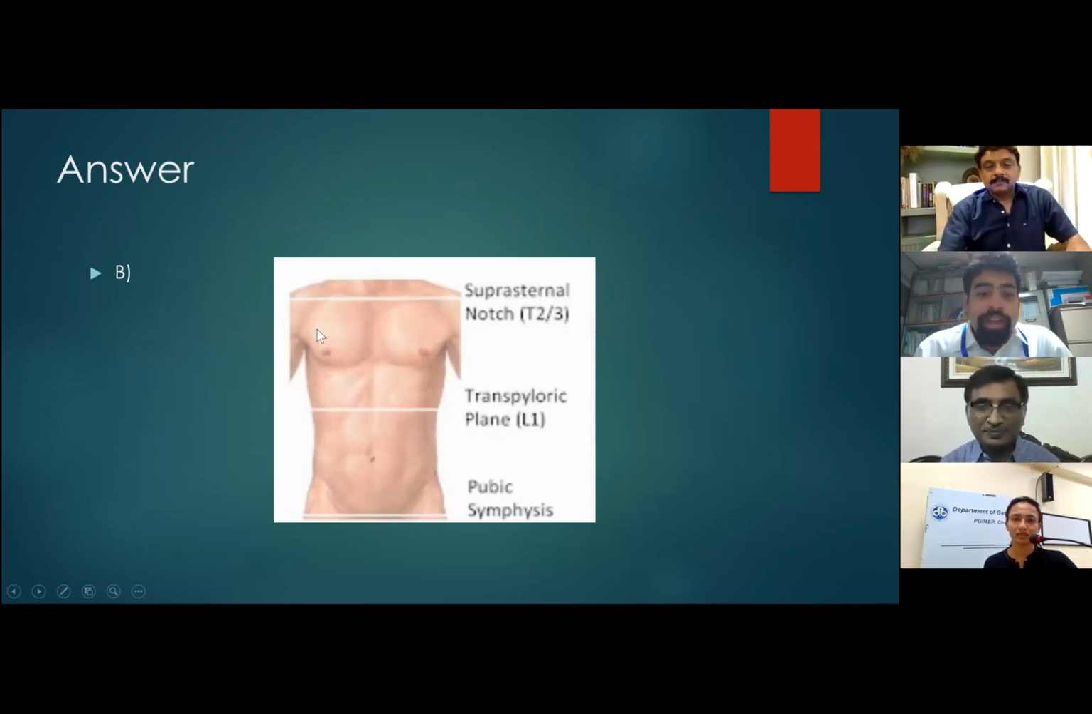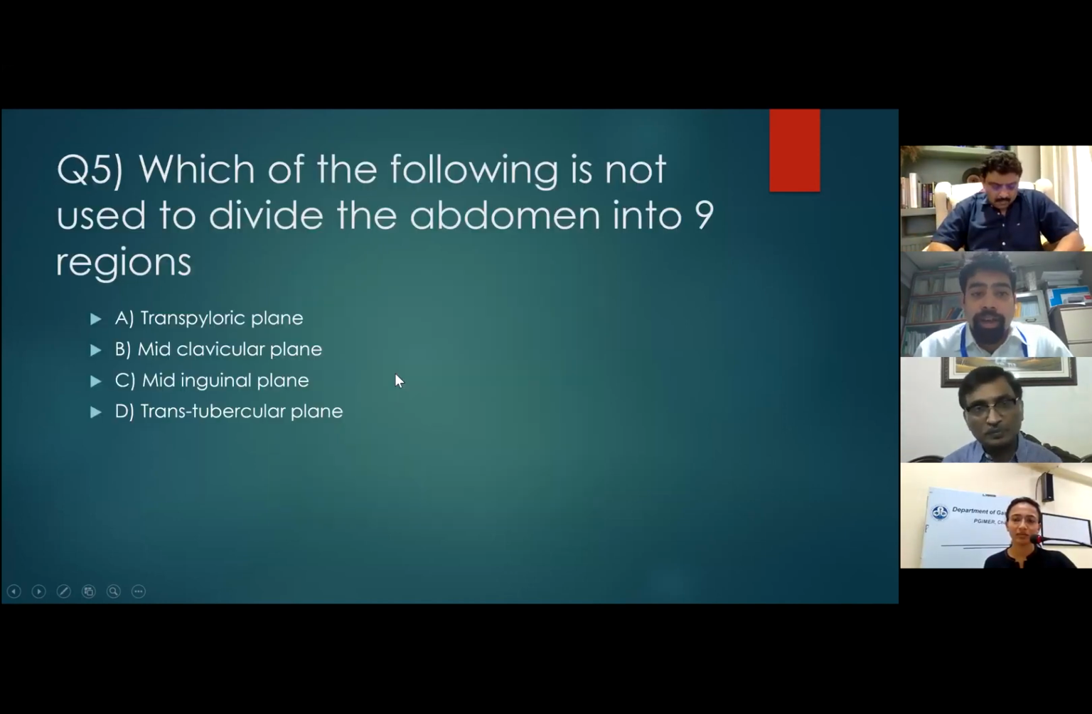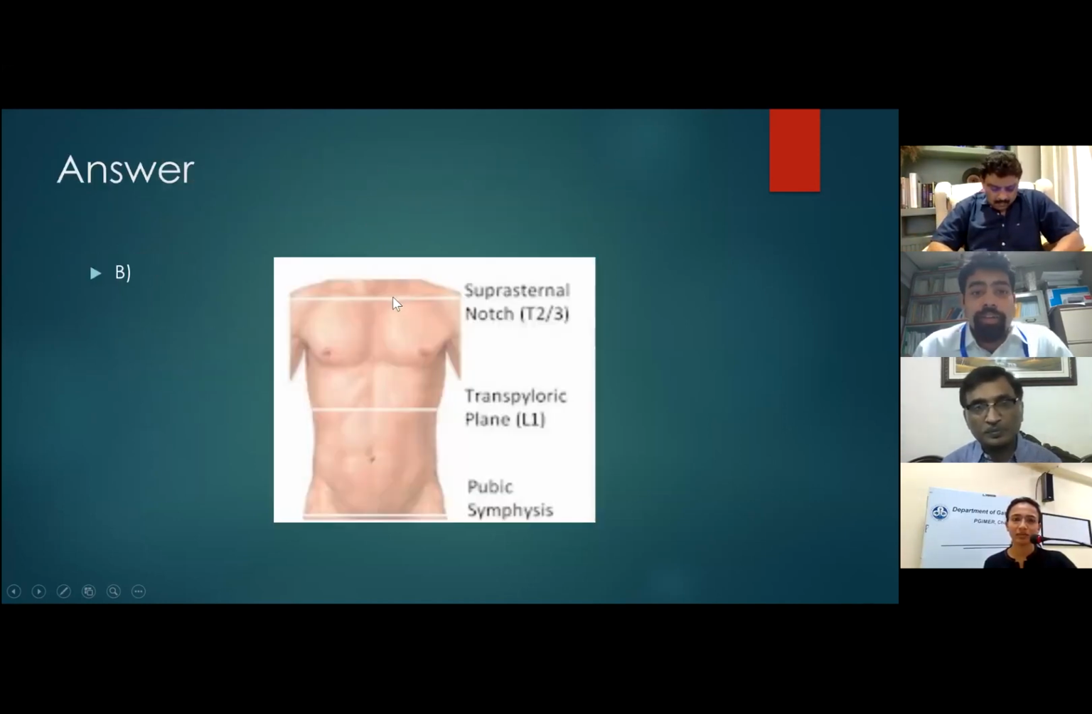Another way it has been described is that you can find it lying midway between the xiphisternum and the umbilicus. Another way to locate it. Either you can locate it midway between the suprasternal notch and pubic symphysis, or midway between the xiphisternum and umbilicus. And this time only 20% could get it correct.